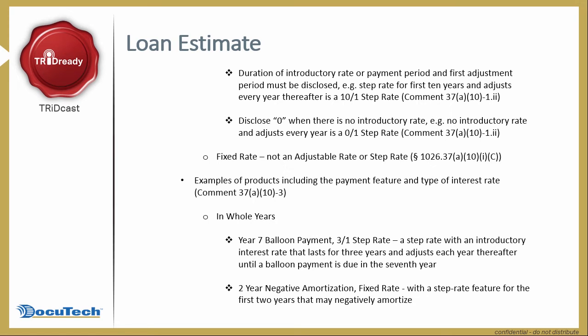And now Fred is going to go over some further examples of how we describe both the payment feature and the type of interest rate. Okay, so the commentary provides a couple of different examples of how you would disclose the payment feature and the type of interest rate in certain circumstances. The first one we're going to look at is in whole years. I'm going to describe the situation, and then maybe you will want to pause the presentation and see how you would disclose this particular term.